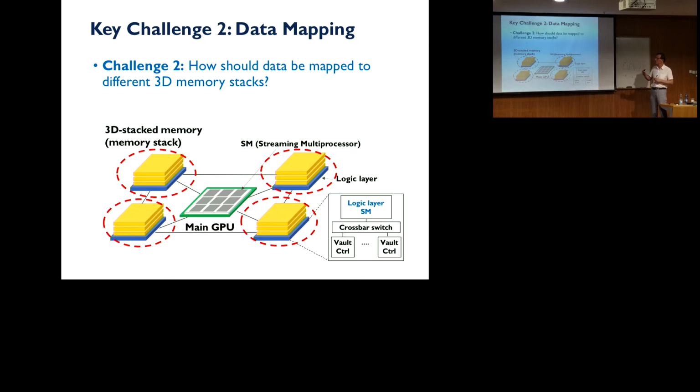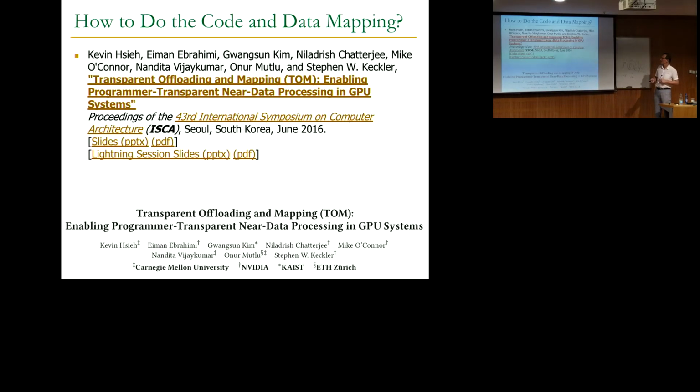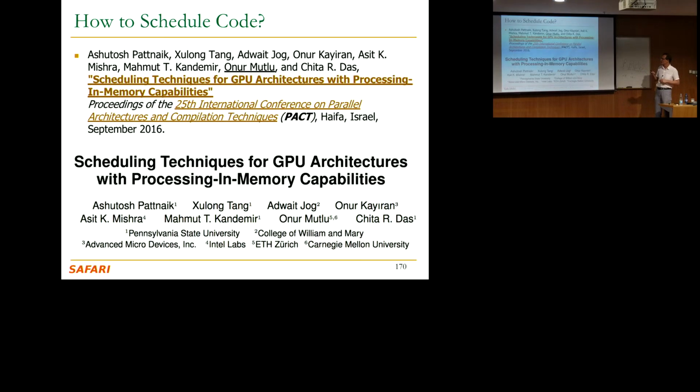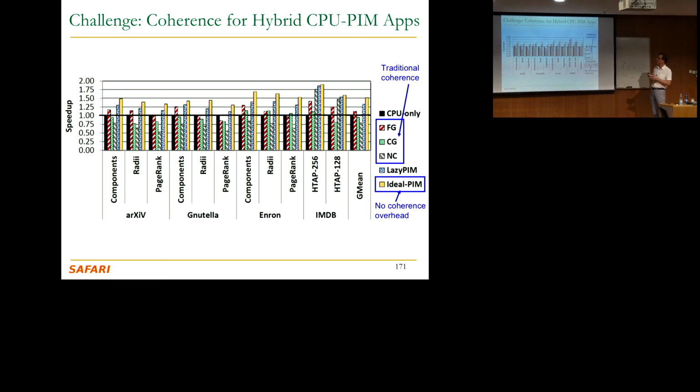And this is not an easy problem. This paper developed some solutions, but it's very specific to the applications that are executing over there. I'm not sure if there's a general solution. So data mapping in general is a very hard problem. That's why I discussed it very early in the fundamentals part. OK, let's talk about coherence a little bit. I think this is also a very hairy problem.